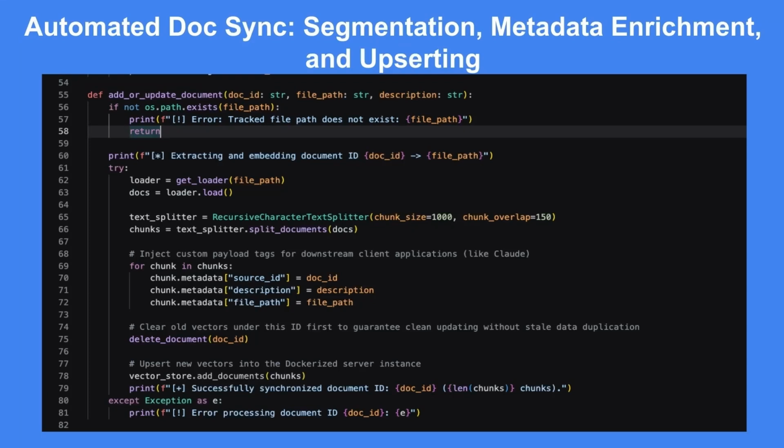Text chunking loads a document and breaks its text into manageable blocks of 1,000 characters with a 150-character overlap using a recursive character text splitter. Metadata tagging injects key identifier tags, source_ID, description, file_path, directly into every individual chunk's metadata payload so downstream apps like Claude Desktop can read and reference them. Atomic replacement clears out old chunks belonging to the document ID first, then calls vector_store.add_documents to generate new embeddings via Ollama and store them inside Docker.